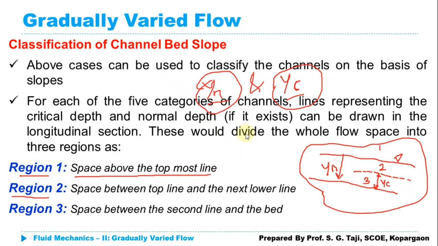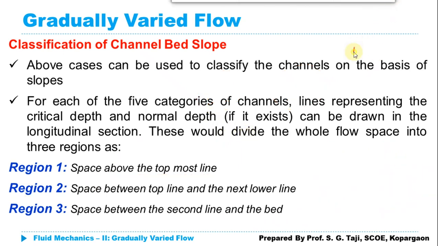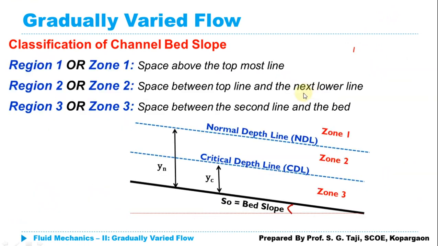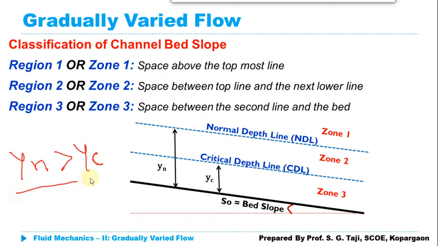So let's see a diagram view of this particular condition, which is going to show us the zones. If you see here region 1, considering the first case, the mild slope, my yn is greater than yc, that means the depth of flow is greater than critical depth. As we have discussed, yn is fixed, yc is also fixed. Now if those are fixed, I can simply draw the line which represents our normal depth of flow. Again I can draw a line which represents the critical depth of flow. The line which represents normal depth is known as the normal depth line, represented as NDL.